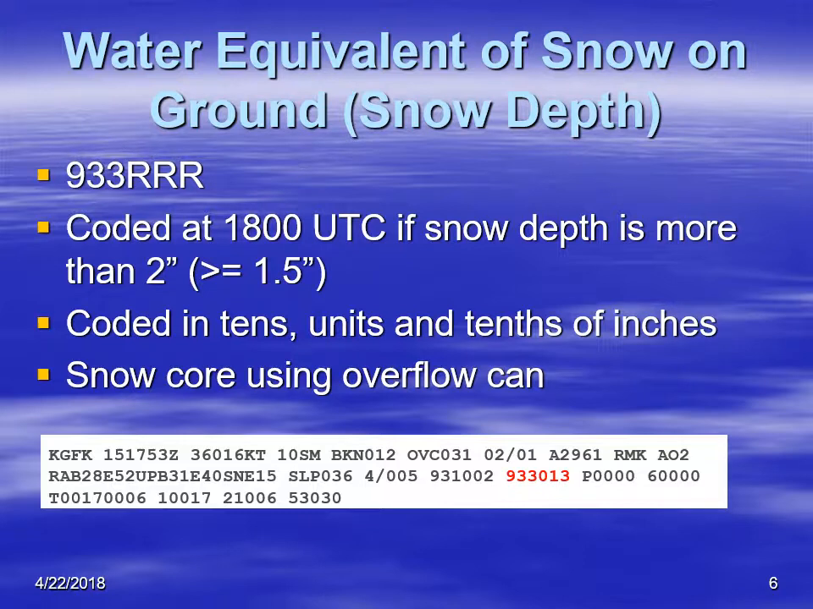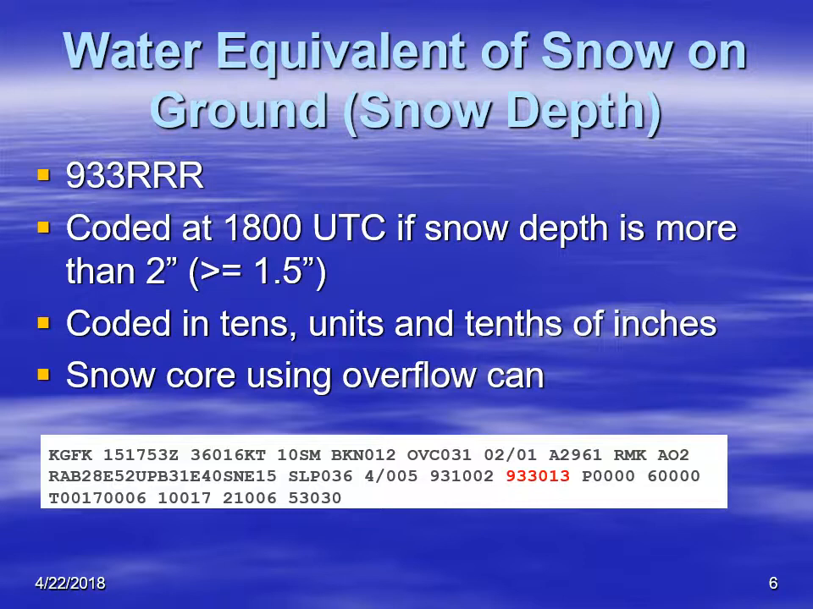And finally, the last snow report that's made is the water equivalent of snow on the ground, or the water equivalent of the snow depth. This is the 933 group. It's always reported at 18 Zulu, and if we have greater than or equal to 1.5 inches of snow, then it's reported. It's reported to the nearest tenth of an inch, and this is the snow core measurement.